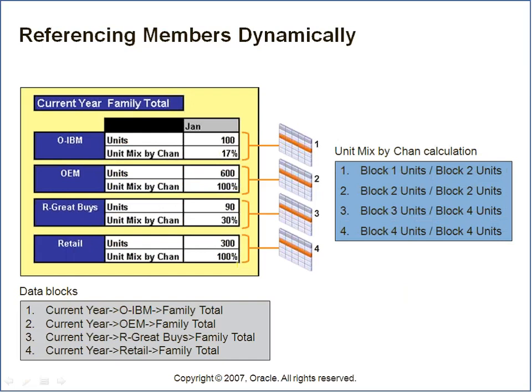Now let us take a look at referencing members dynamically. Here I have a requirement to use different customer categories and calculate the unit mix by channel total for those customer categories. Like I have an OEM category and a retail category. And I want to calculate the same unit mix by channel for the OEM customers and for the retail customers. So I have four blocks, two for OEM and two for retail.